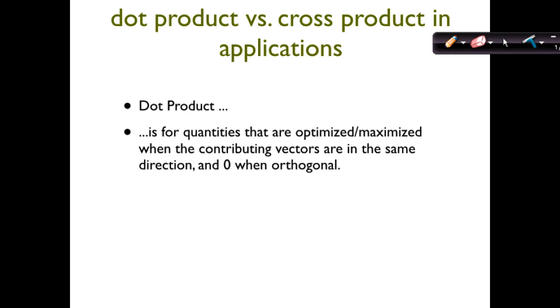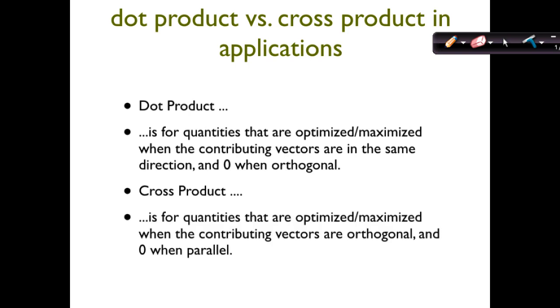And then when's the cross product going to apply? For quantities that are maximized when the contributing vectors are orthogonal and 0 when parallel. This is how we know what to use. If we look at a situation and we know that it's maximum when the things are in the same direction, like work, right? Work is maximized when all your force is applied in the direction you end up moving. Dot product. Work is dot product.